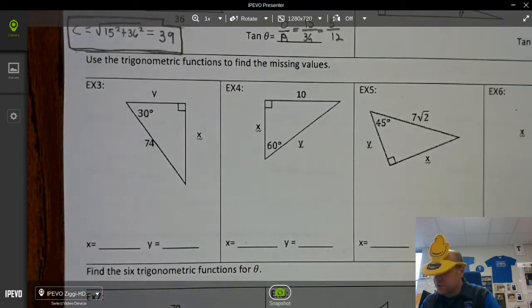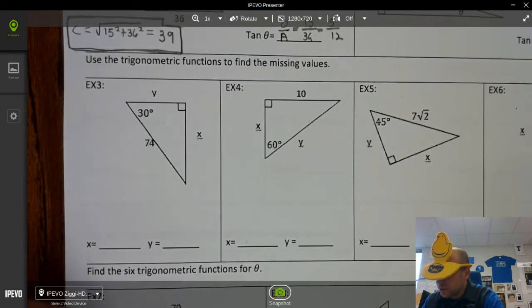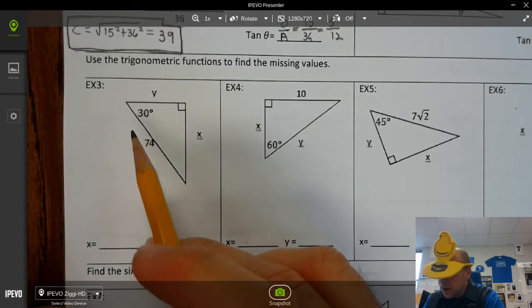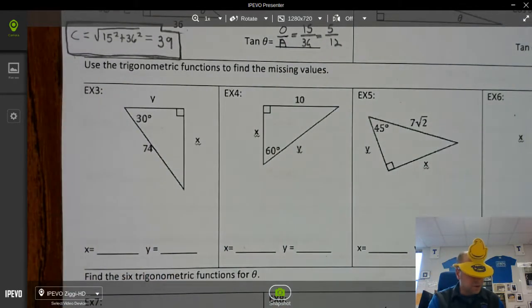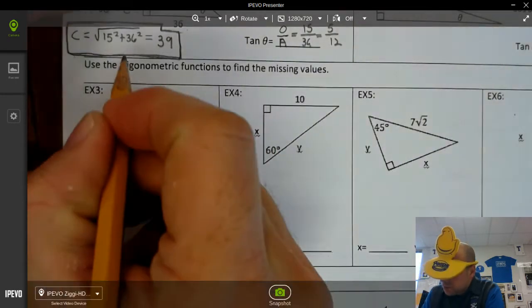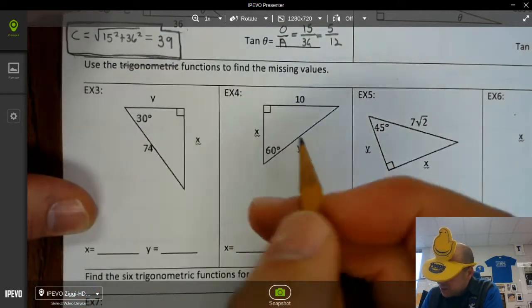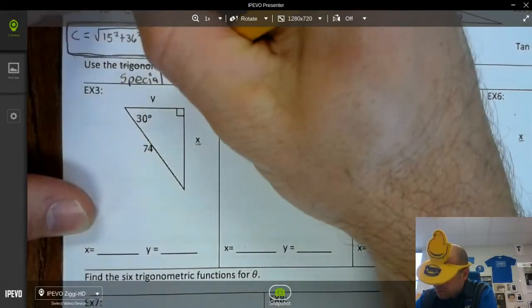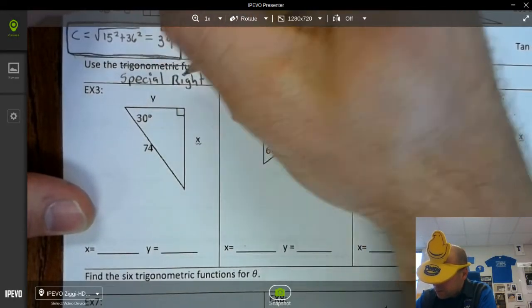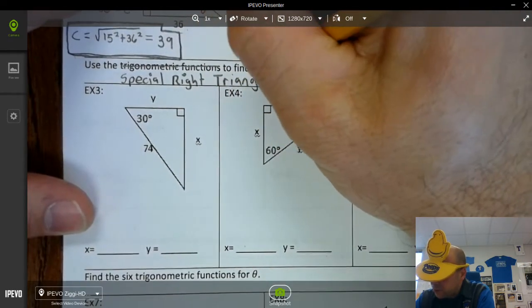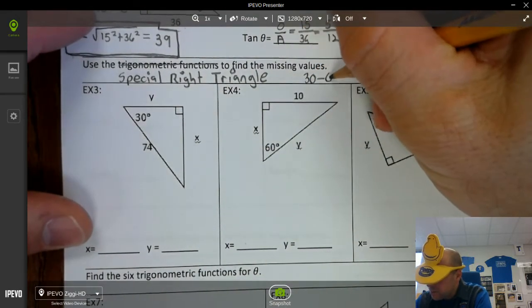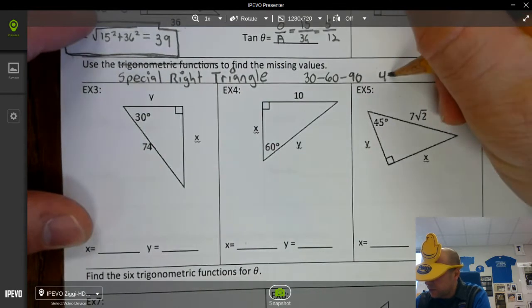All right, it says use trigonometric functions to find the missing values. Okay, so let's see what we have. And actually, instead of saying trigonometric functions, let's go and say special right triangles. And the two really super mega special ones are the 30, 60, 90 and the 45, 45, 90.